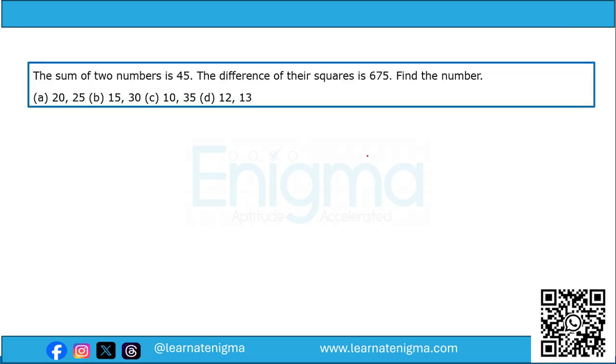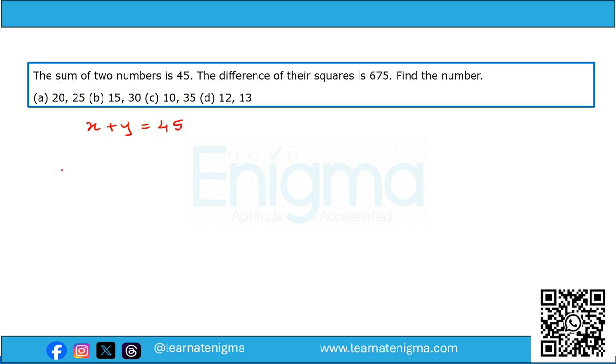The sum of two numbers is 45. The difference of their squares is 675. Find the number. Okay, let's assume the numbers to be x and y. So from the first sentence, we have the equation x plus y is equal to 45.